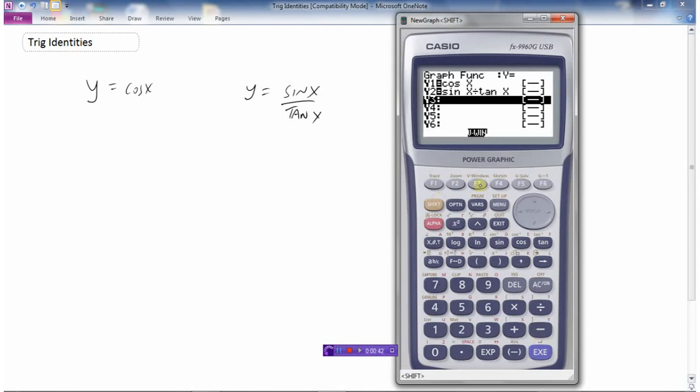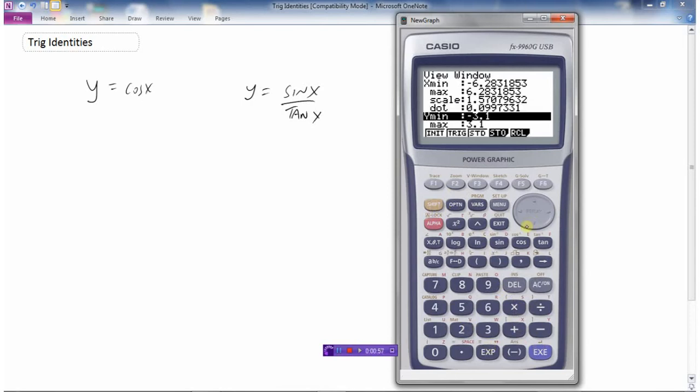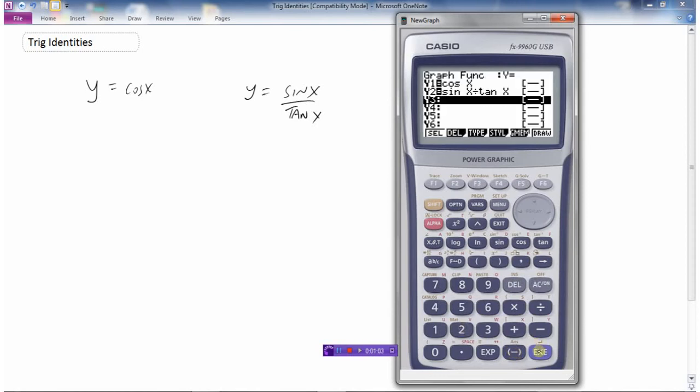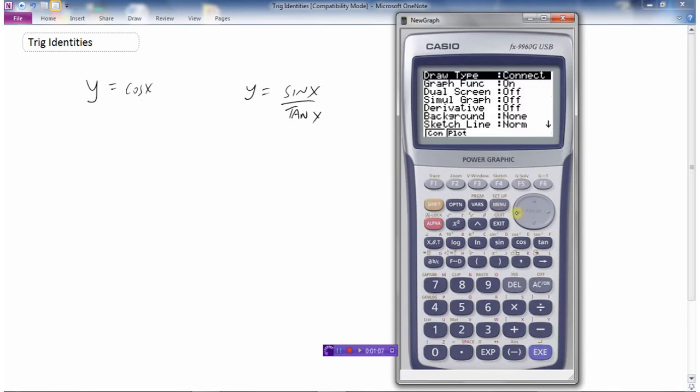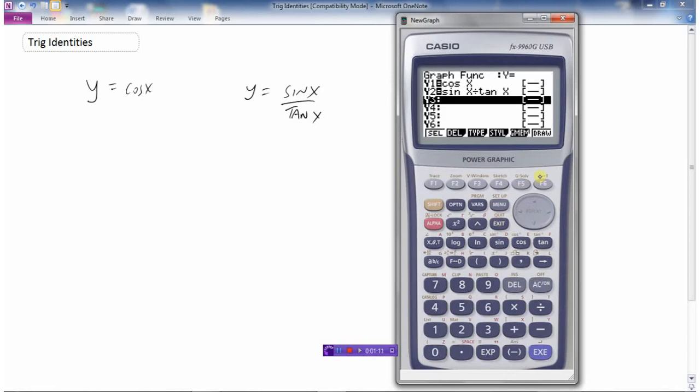And I'm just going to make my view window go from minus 2 pi to 2 pi. And I'm going to make this go a scale of pi over 2. I'm just setting it up for trig here. And let's go minus 2 to 2. And I'm just going to make sure I'm set up in radian mode. Excellent. Okay, let's graph them.